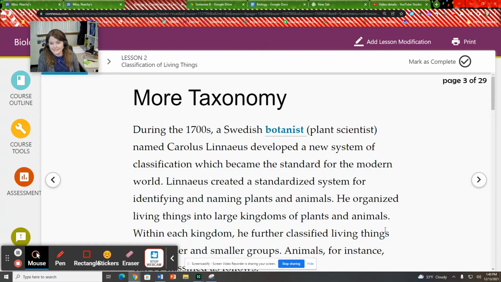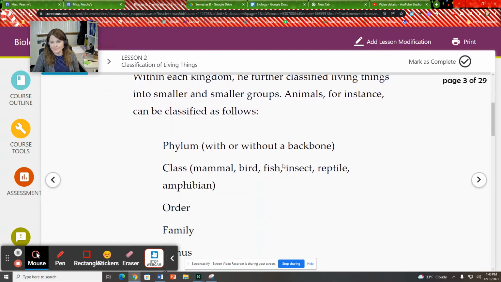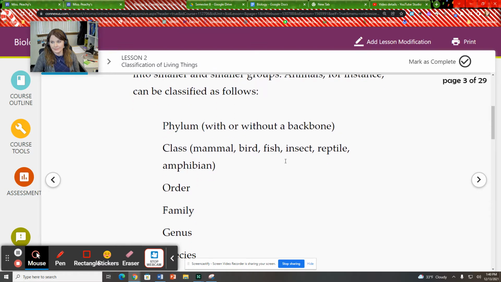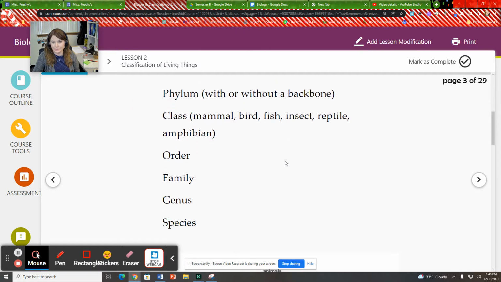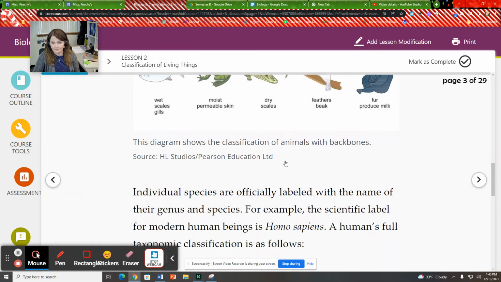This is called the Linnaean system of classification, and it was developed in the 1700s by a Swedish botanist named Carolus Linnaeus. And he organized living things into large kingdoms of plants and animals, which he further divided into smaller groups. And this is kind of the order of things that he put classification into: phylum, class, order, family, genus, and species, which is something we still use today.